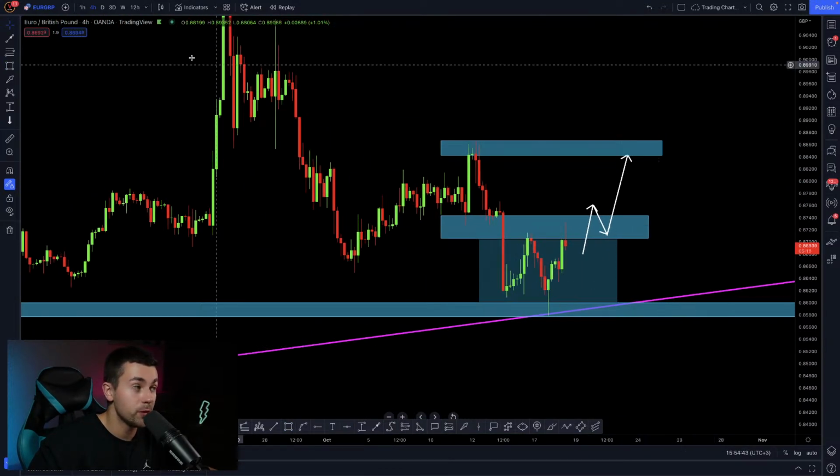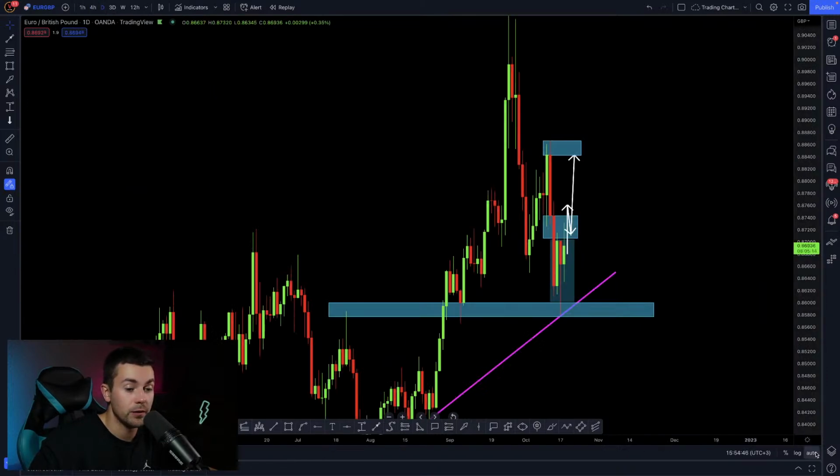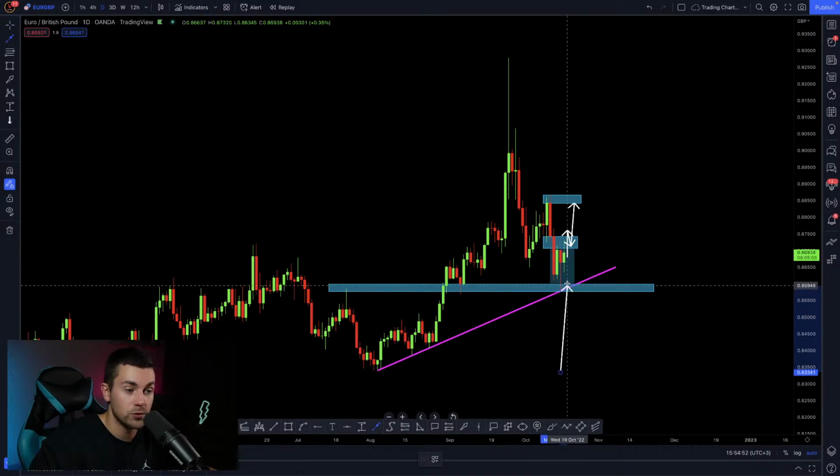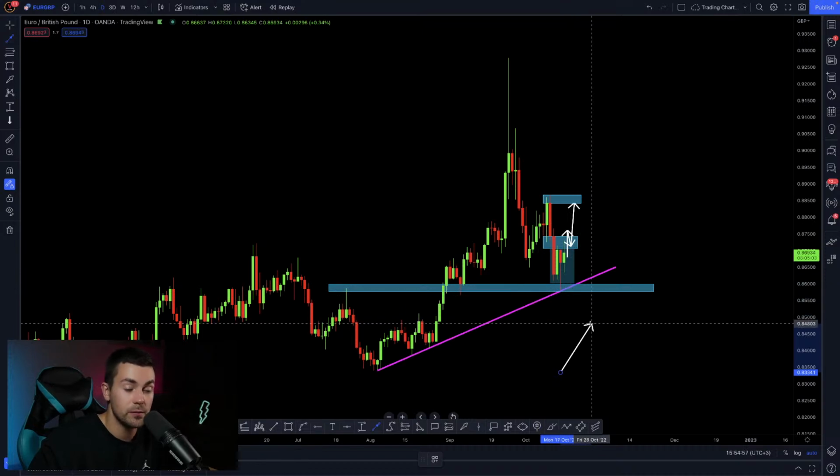Alternatively, if you are bearish, if you believe that this one should drop lower, I would suggest waiting for a breakout of that trend line and that horizontal structure. Once we break and close below these two structures, a bearish continuation will be expected.